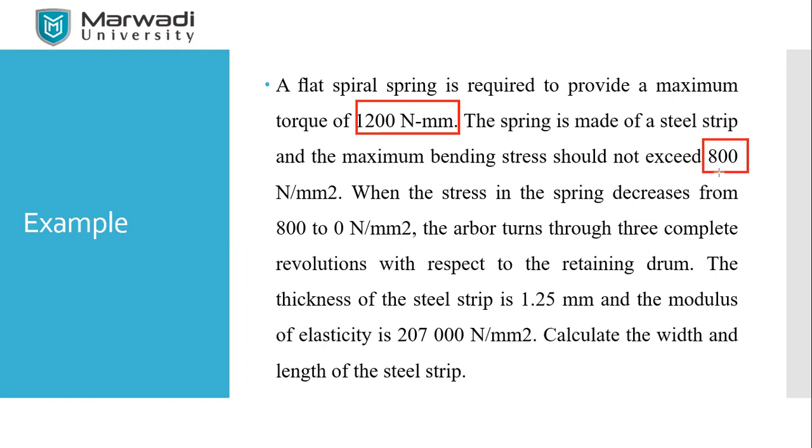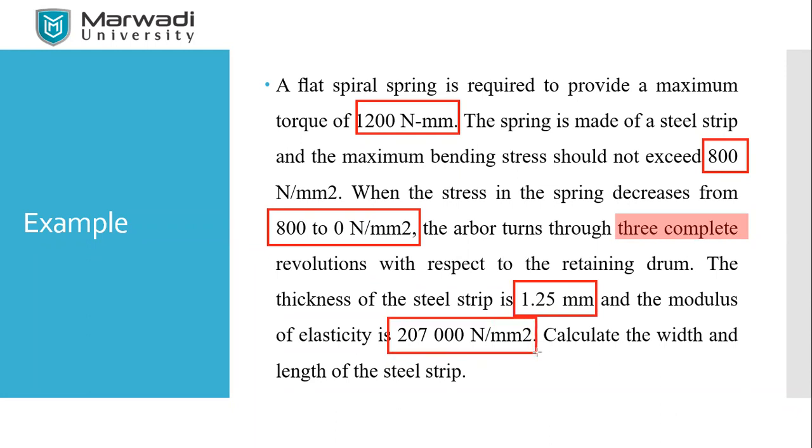When the stress in the spring decreases from 800 to 0, the arbor turns 3 complete revolutions with respect to the retaining drum. This is the most important criterion of the example for this flat spiral spring. The thickness of the steel strip is 1.25 mm, and the modulus of elasticity of the steel is 207,300 Newton per mm square.